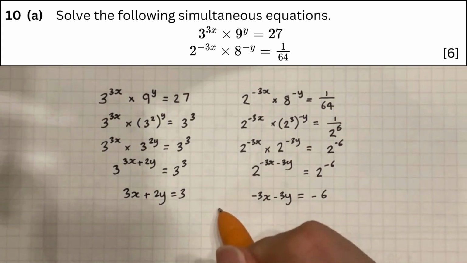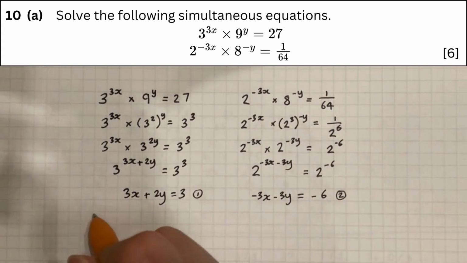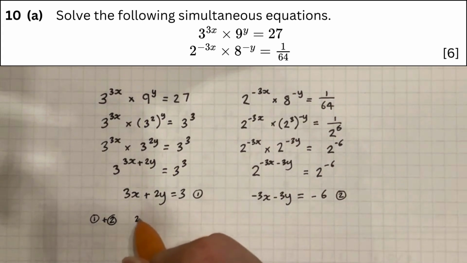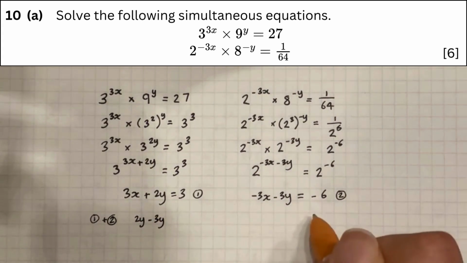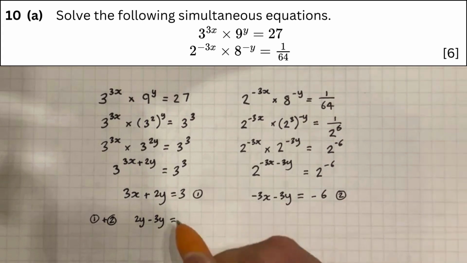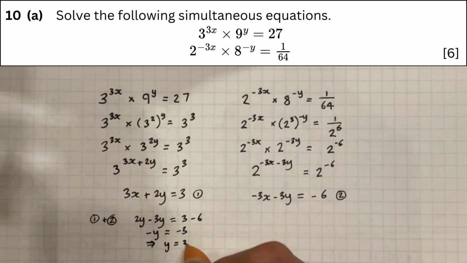From here, this is normal simultaneous equations now, nothing too fancy about it. I'm going to call them equations 1 and 2, and I'm going to add the 2 together. If we add the 2 together, 3x and the minus 3x will cancel out. The 2y and the minus 3y will be on the left, and the 3 add to minus 6, or 3 minus 6, will be on the right. Once we simplify, this will give minus y is minus 3, and therefore y is equal to 3.